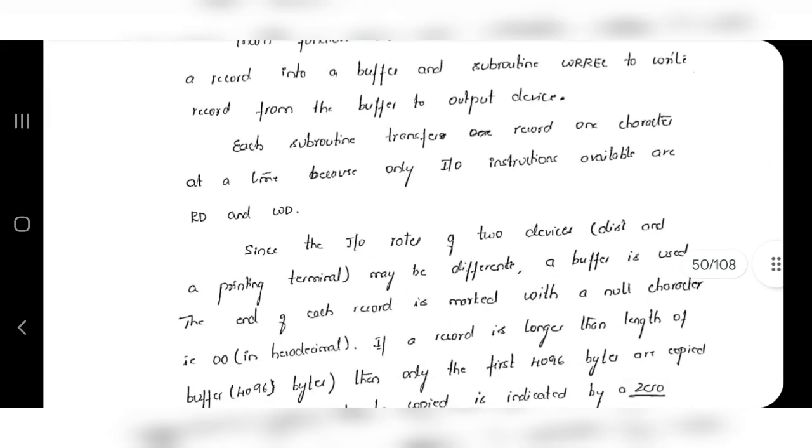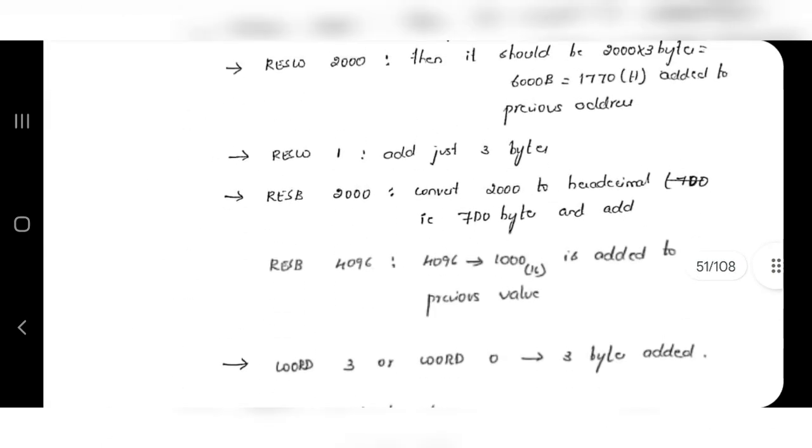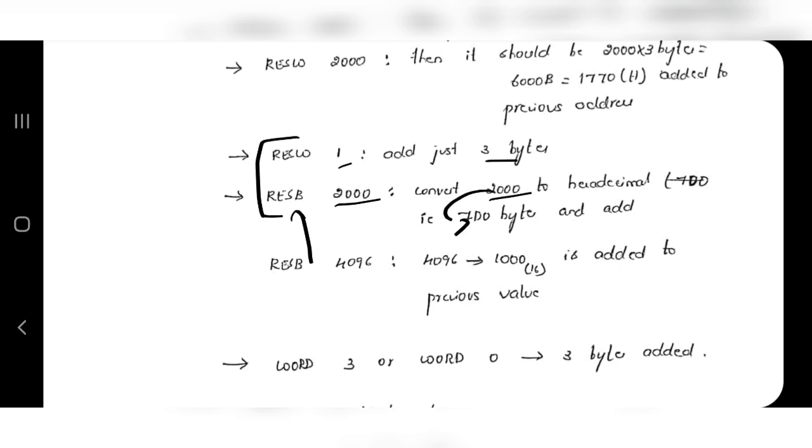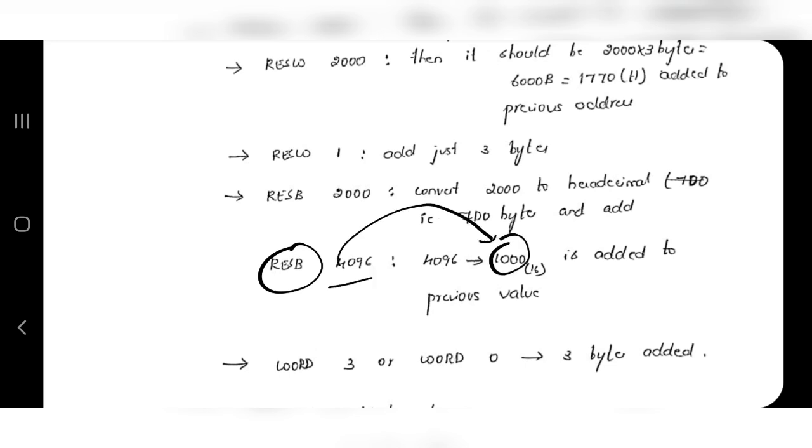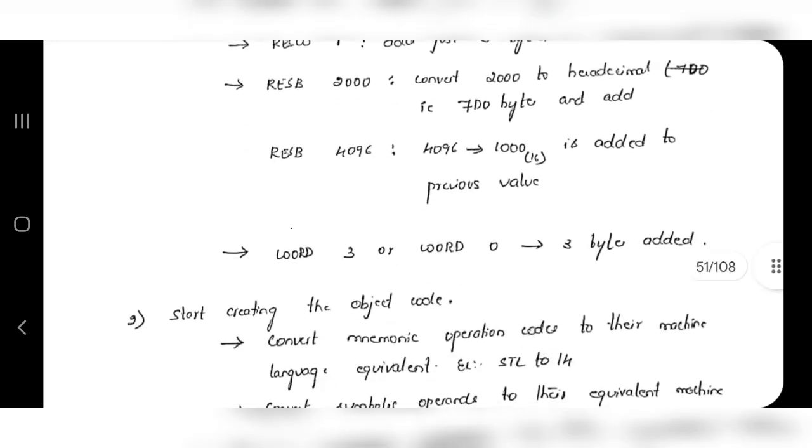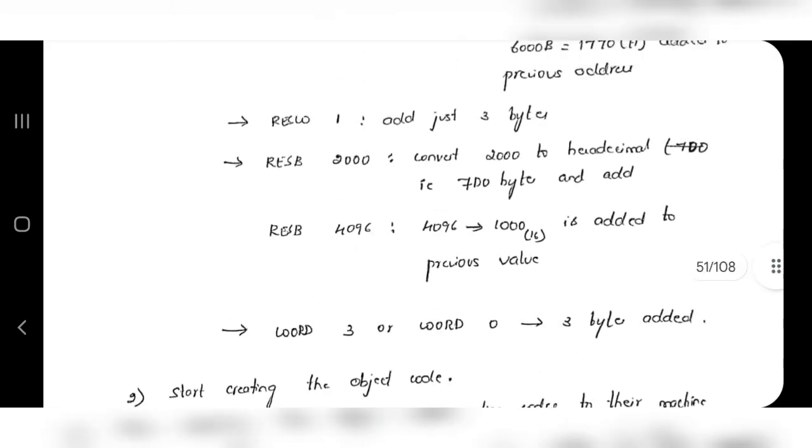That was the basic part of RESW and RESB. If it is 1, then 1 into 3 is 3, so you will be adding just 3 bytes. If it is RESB 4096, it will be converted to 1000 in hexadecimal and that was added, the same thing. If it is RESB 2000, only 2000 will be added after converting to hexadecimal because it's already in bytes. If it is a word, it means 3 bytes, so 3 bytes will be added. That is the first thing which you have to write.